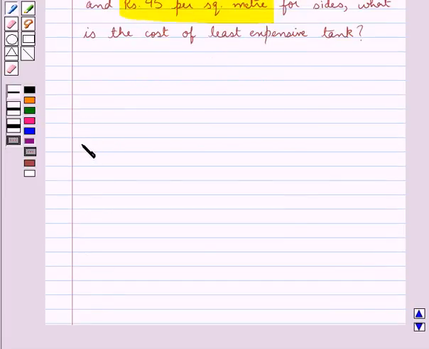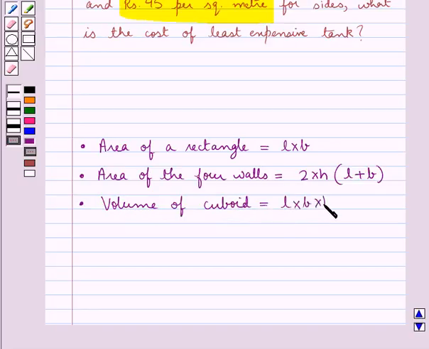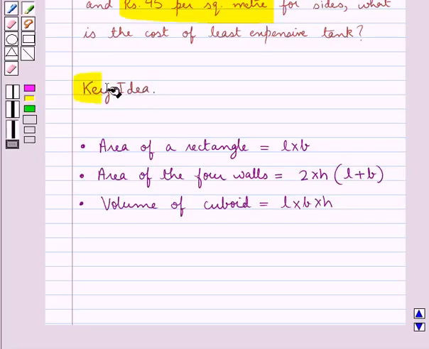Before we move on to the solution, let's recall some formulae. First we have area of a rectangle is equal to length into breadth, then area of the four walls is equal to 2 into the height h, this whole into length plus breadth. Then we have volume of cuboid is equal to length into breadth into height. This is the key idea that we use for this question.